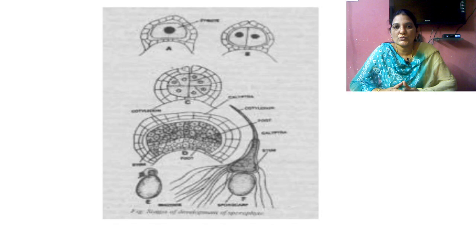And next, the venter canal cell again divides into 2 cells, and the venter cell is present below the neck cells, and the egg cell is present below the venter cell. So this is the total complete formation of the archegonium, then the upper side has the 4 cover cells and neck cells and venter cell.